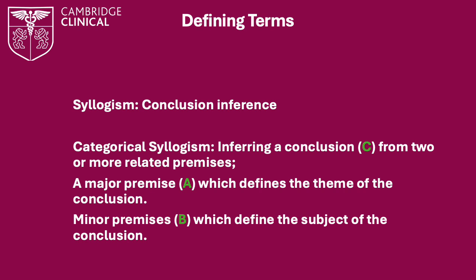One is the major premise, which relates to the overall theme of the conclusion, and one or more are minor premises, which relate to who the conclusion is actually about, or the subject of the conclusion. I've named them A, B, and C here for simplicity.